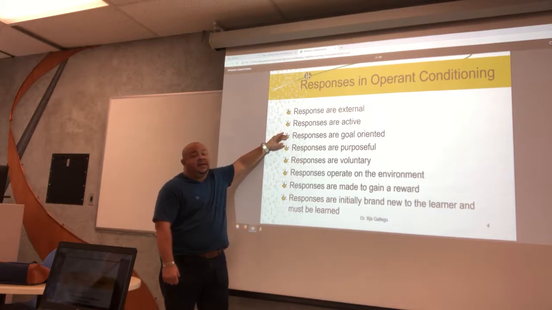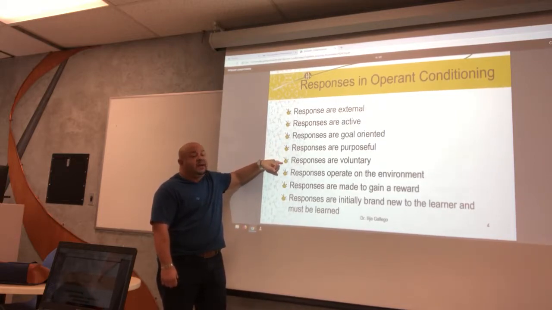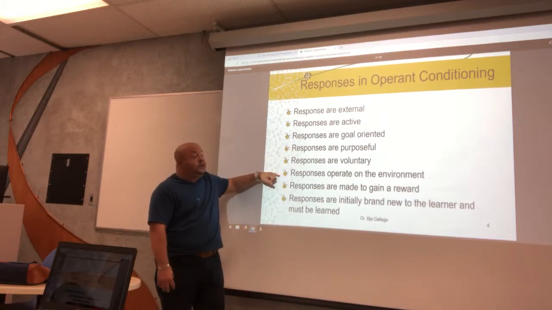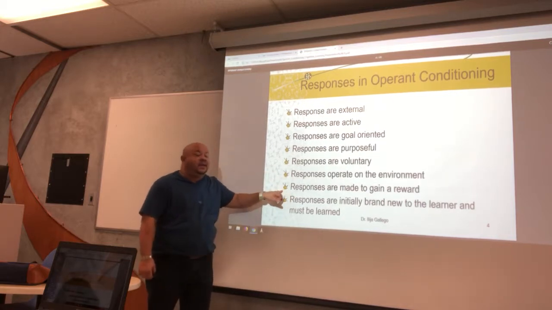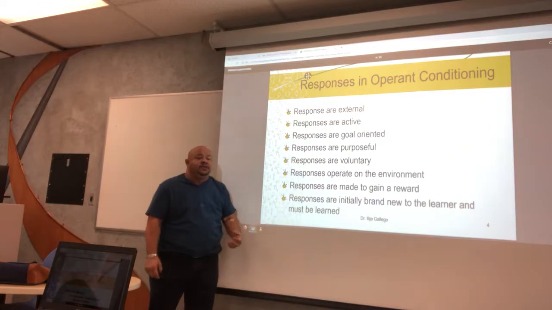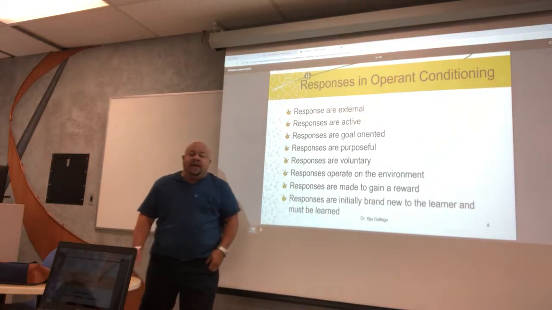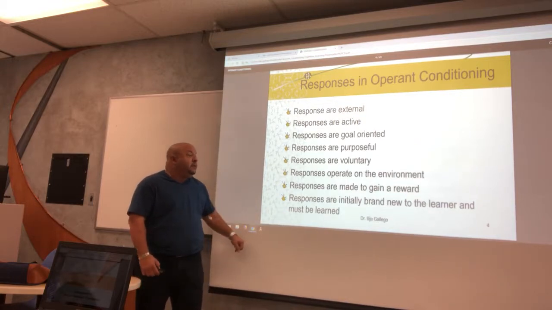And the responses in operant conditioning are goal-oriented and purposeful rather than involuntary and automatic. So they're voluntary. The person or the learner, animal or person, responds to their environment. They're operating on the environment, and they're doing it to gain a reward, or I could also add there, to avoid a punishment. And the responses are initially brand new. Okay, I'll say more about this, and it'll make more sense as to what I'm talking about in a minute.